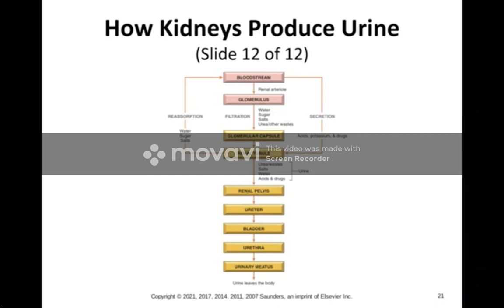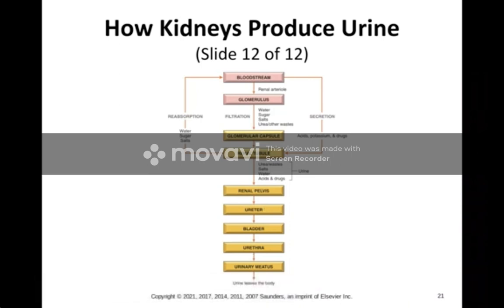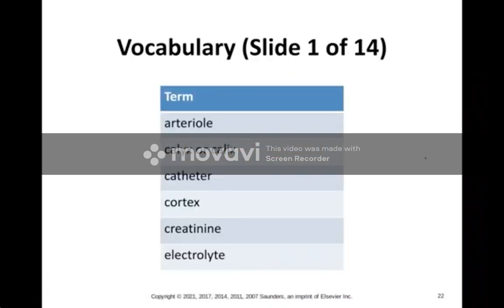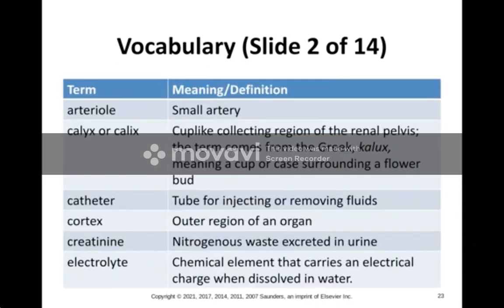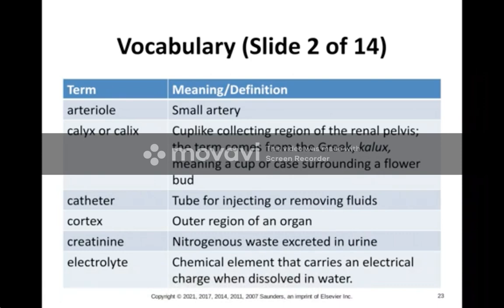And then to the renal pelvis, into the ureters, down to the bladder, down into the urethra, and then urine leaves the body through the urinary meatus, which means opening. So our vocabulary terms are arterial, calyx, catheter, cortex, creatinine, electrolyte, and here's our definitions. So make sure you review these, download the slides.